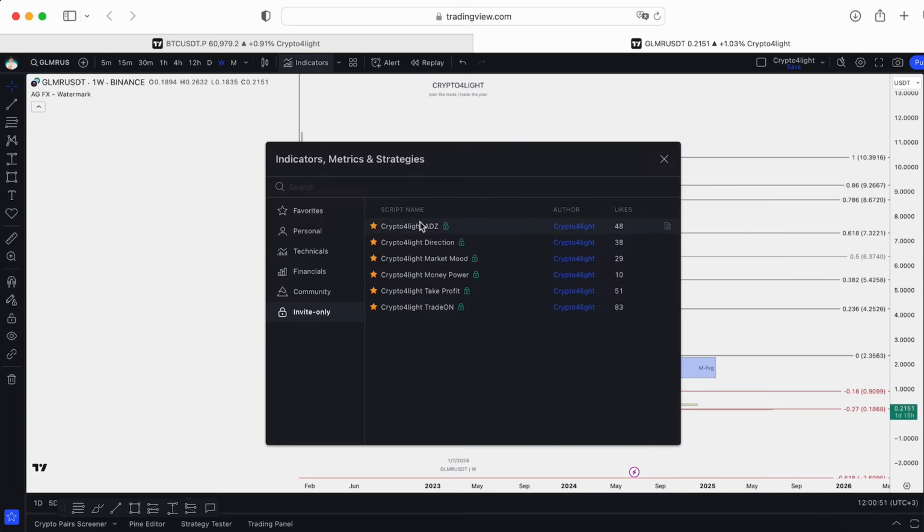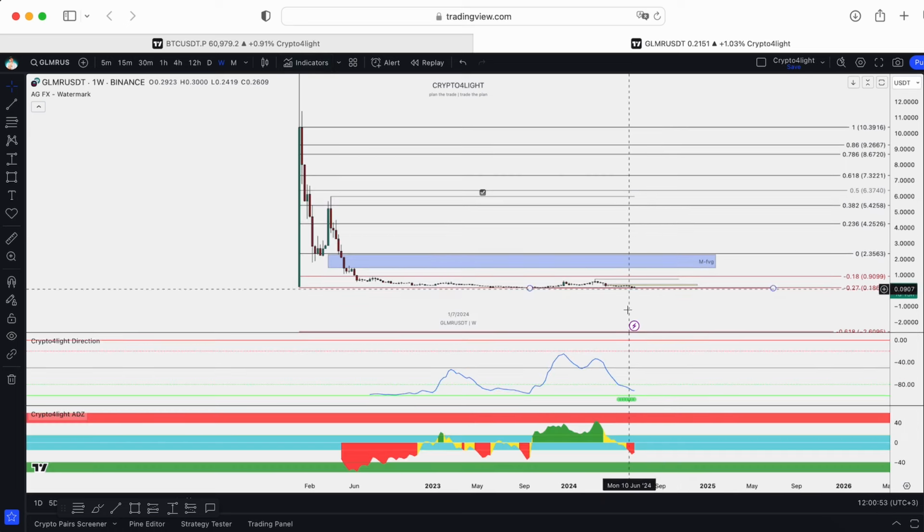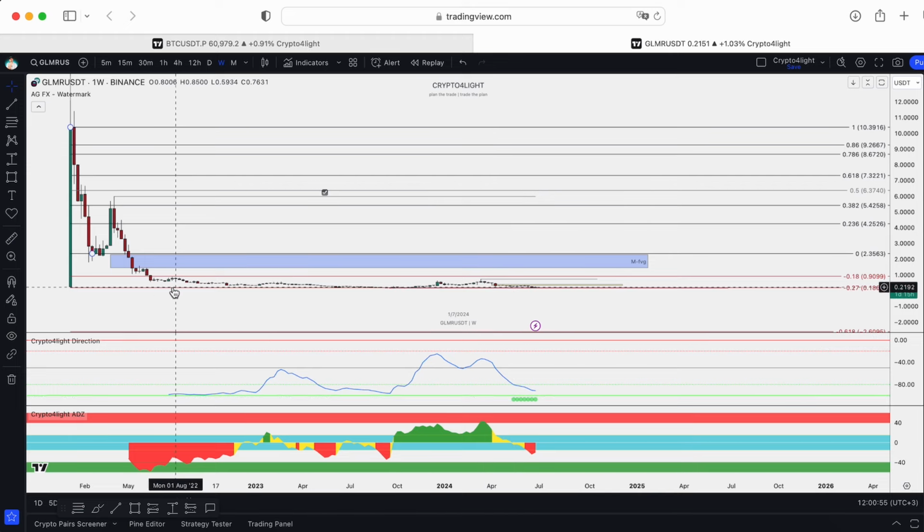Let's take a look with my custom Crosshair at what's going on now with GLMR. Finally, take a look. I made a video in April 2023, around here, around the bottom, right? And I marked all levels, and we didn't see the accumulation zone then. Now we are at the same level, but we have accumulation.